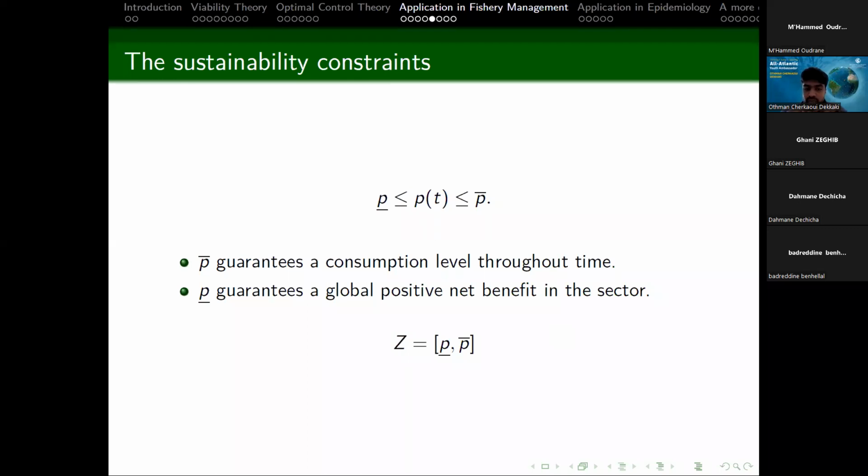And here you're going to see that we need to guarantee a consumption level throughout time with P bar and P underline, to guarantee a global positive net benefit in the sector. Meaning that we should not sell the fish stock at a loss, meaning we should gain money. And also P bar: we should not sell so high as to scare people off those fish stocks. Just imagine if the sardines have a low price, everyone will buy them. If they have an extraordinarily high price, no one will buy them, meaning everyone will think they're expensive. We will try to avoid both cases.